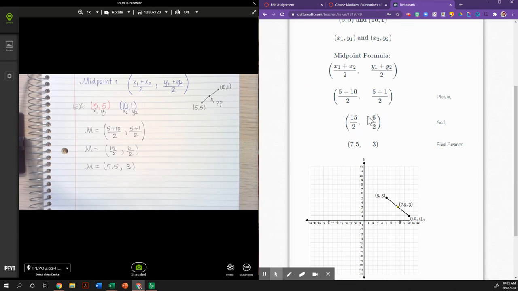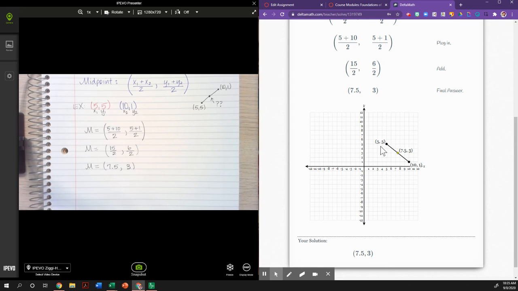You can see the exact same. Oh, perfect. So Delta Math also included a picture. So 5 comma 5, 10 comma 1. And then where's that point right there? And that's how it would look on the graph.